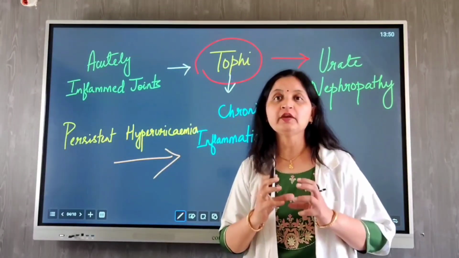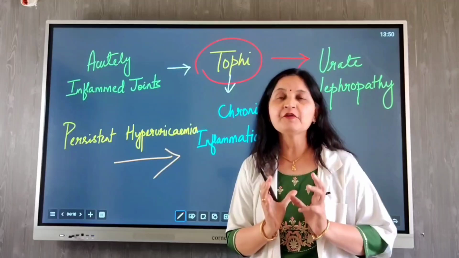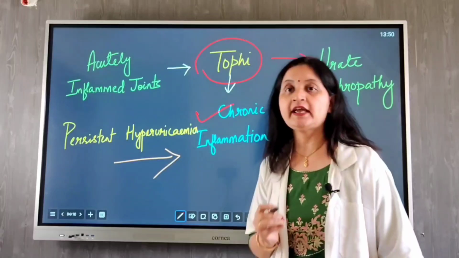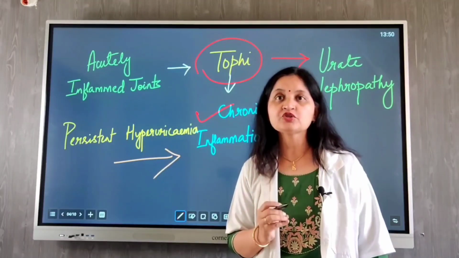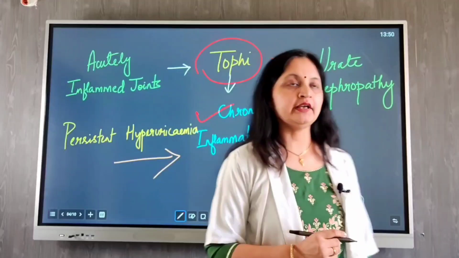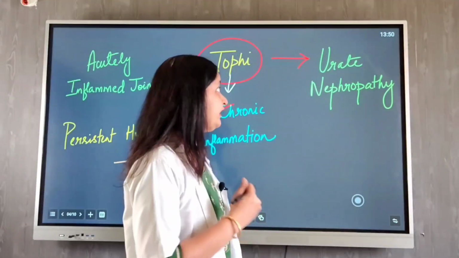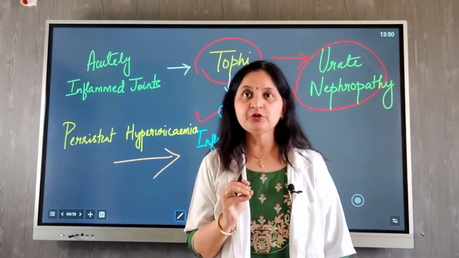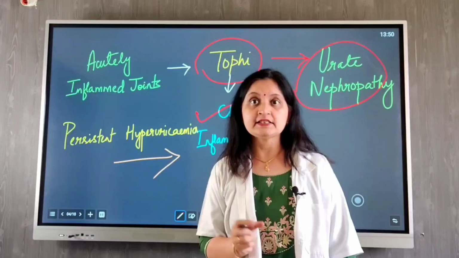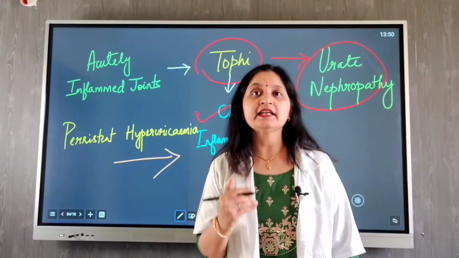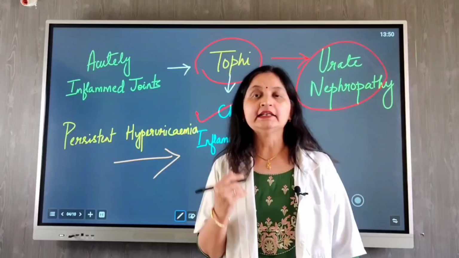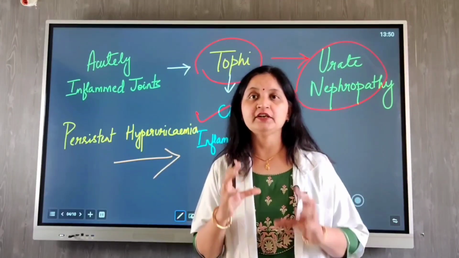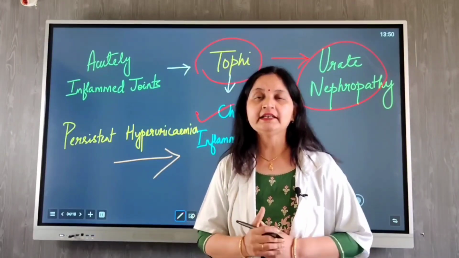So what is tophi? These are uric acid crystals that are surrounded by inflammatory cells, and this leads to chronic inflammation. And because of chronic inflammation, there can be cartilage degradation, bone erosion, joint damage, and deformities in the joint. Now, persistent hyperuricemia, or elevated uric acid levels, can lead to precipitation of urate crystals in the kidney tubules, and also there can be deposition of urate crystals in the interstitial tissue of the kidney. This leads to chronic inflammation, fibrosis, decline in renal function, urate nephropathy, and chronic kidney disease.